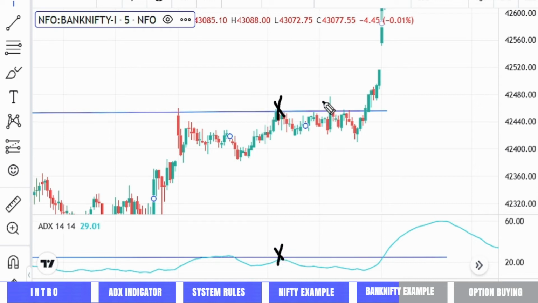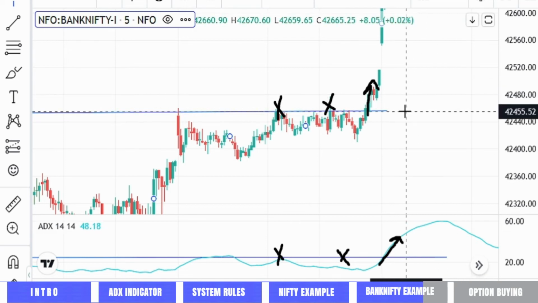Similarly, if we take the entry here, it was not a good entry because the value of ADX was still less than 25. But if you see, if we take the entry for the third time, ADX went above 25 and it would have given us a massive profitable trade. This was a great trade to take. Let us see how much profit we could have made using this trade.